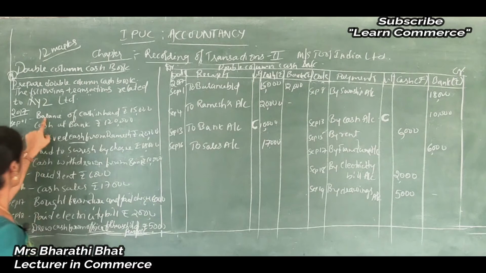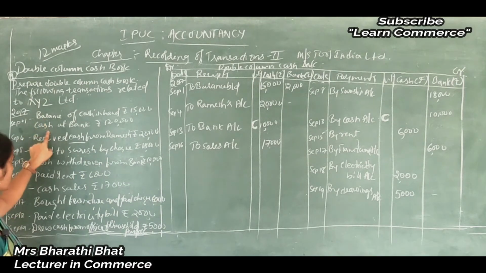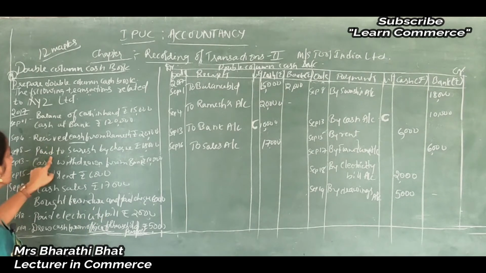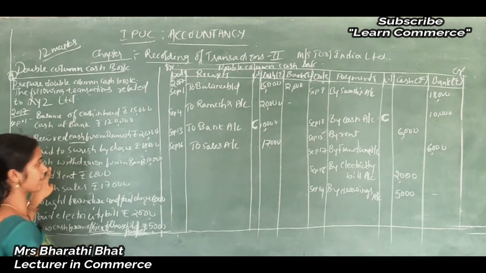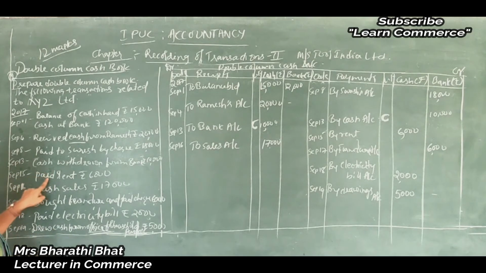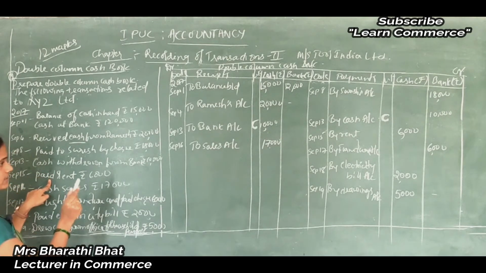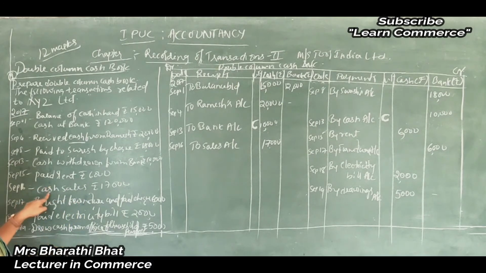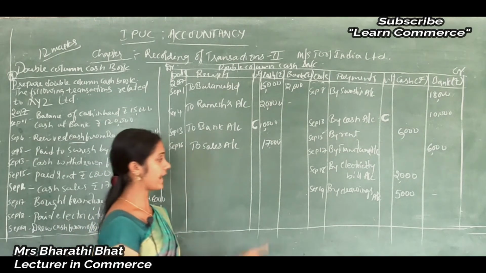So now we took all the transactions: balance of cash in hand, cash at bank, received cash from Ramesh, receipt side; paid to Suresh, payment side, that is by cheque, so amount in bank column; cash withdrawn from bank, it's a contra entry, we pass that contra entry also; paid rent, so it's a cash transaction, so record the amount under cash column; cash sales, cash column; bought furniture and paid by cheque, buy furniture and amount in bank column; paid electricity bill, amount in cash column; drew cash from office for household purpose, that is for personal use, amount in cash column, by drawings.